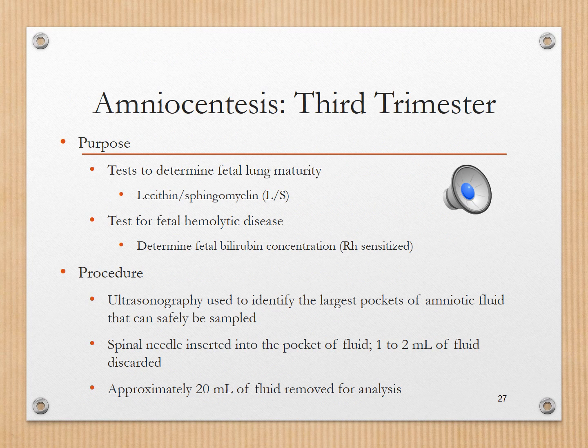When performed in the third trimester, amniocentesis is used to determine fetal lung maturity or fetal hemolytic disease, often caused by maternal Rh incompatibility. Current literature suggests, however, that fetal lung maturity does not ensure that respiratory distress will not occur in the neonate, but that it demonstrates a lower risk of respiratory distress at birth.